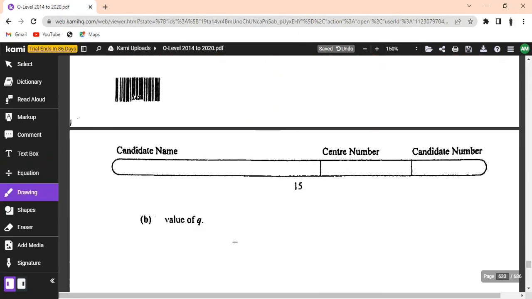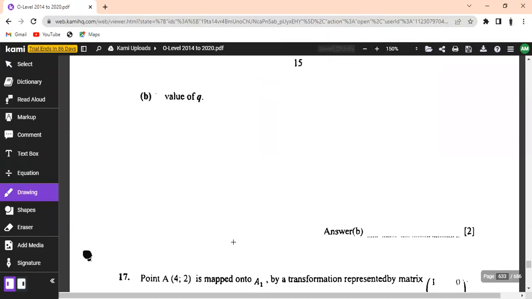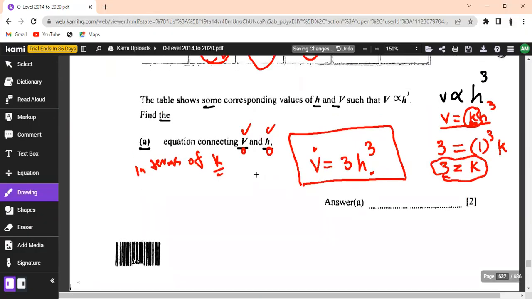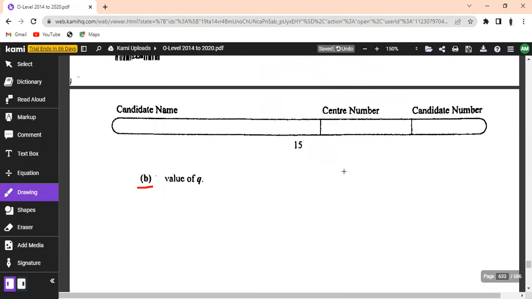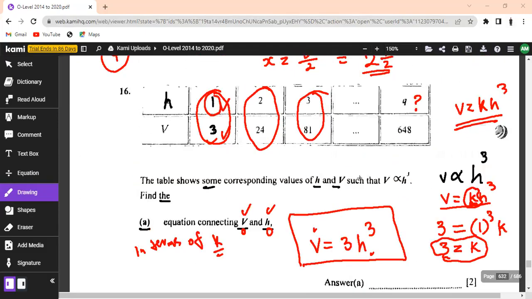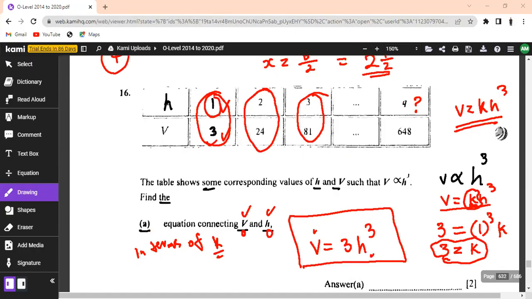And let's see B. Find the value of Q. It's now a continuation, because already you've got this equation here: v is equal to 3h to the exponent of 3. Now what am I going to do? I need the value of Q, and the Q is here on this last stage. That is where we have got our Q, when our v is equal to 648. So we are given the value of v and we want the value of Q.